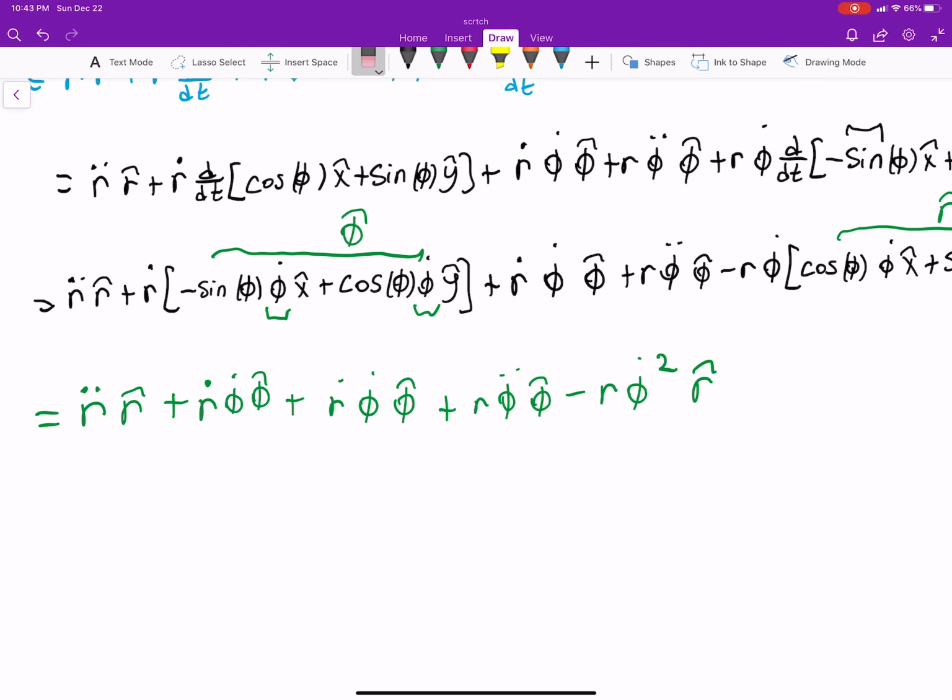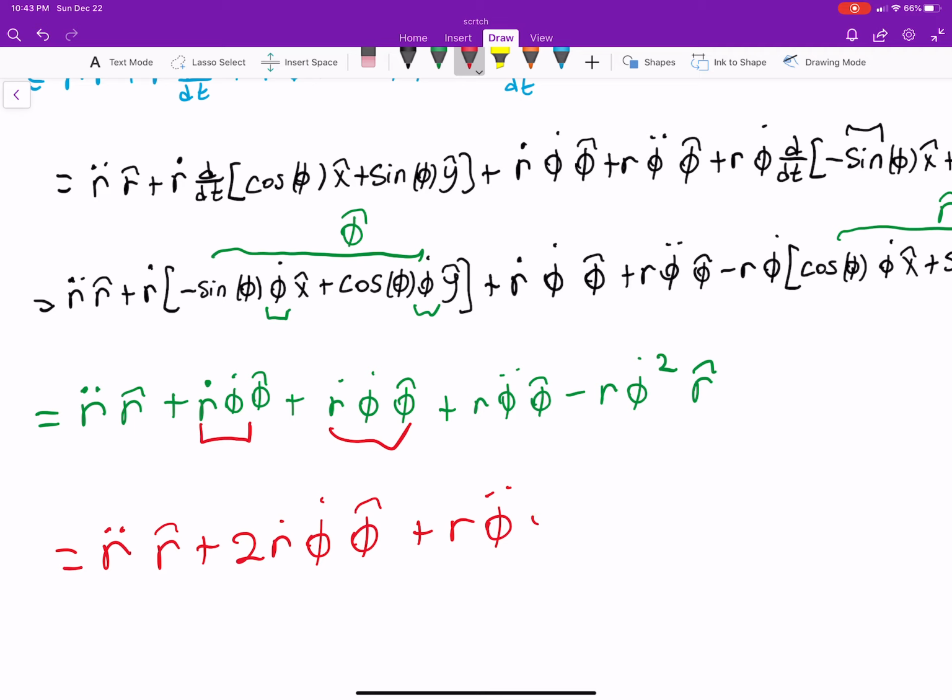Now that we do that, let's go for the kill. We get close to the kill here. So real quick, let's see if we have any like terms. We do. So this is r double dot r hat plus 2 r dot phi dot phi hat plus r phi double dot phi hat minus r phi dot squared r hat.